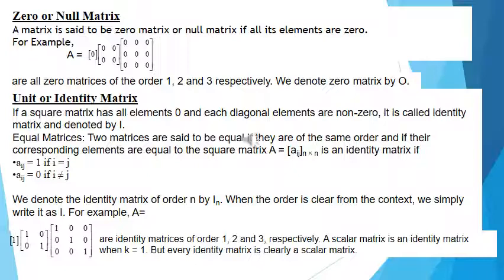A scalar matrix is the identity matrix when k = 1. A scalar matrix we can represent as [k, 0, 0; 0, k, 0; 0, 0, k]. When k is equal to 1, we say it is an identity matrix. So every identity matrix is clearly a scalar matrix only.